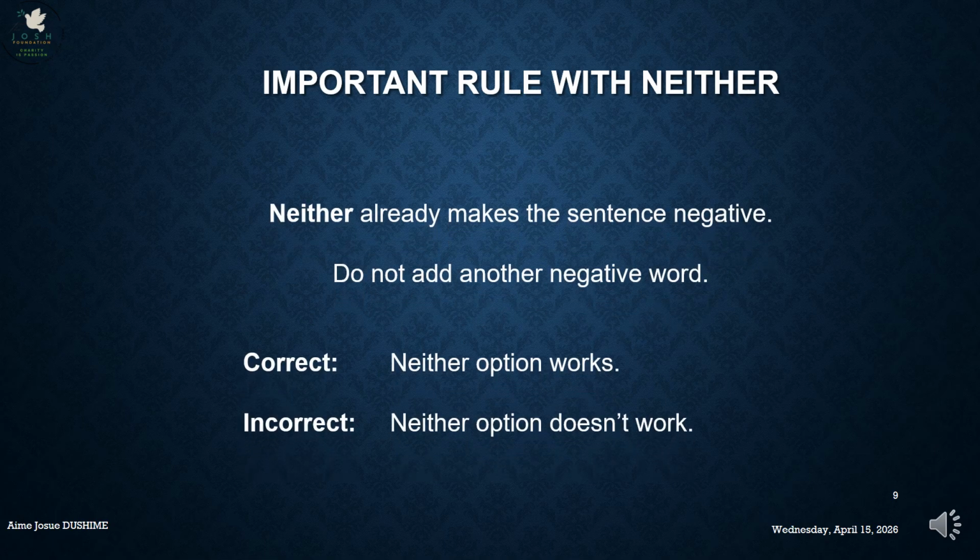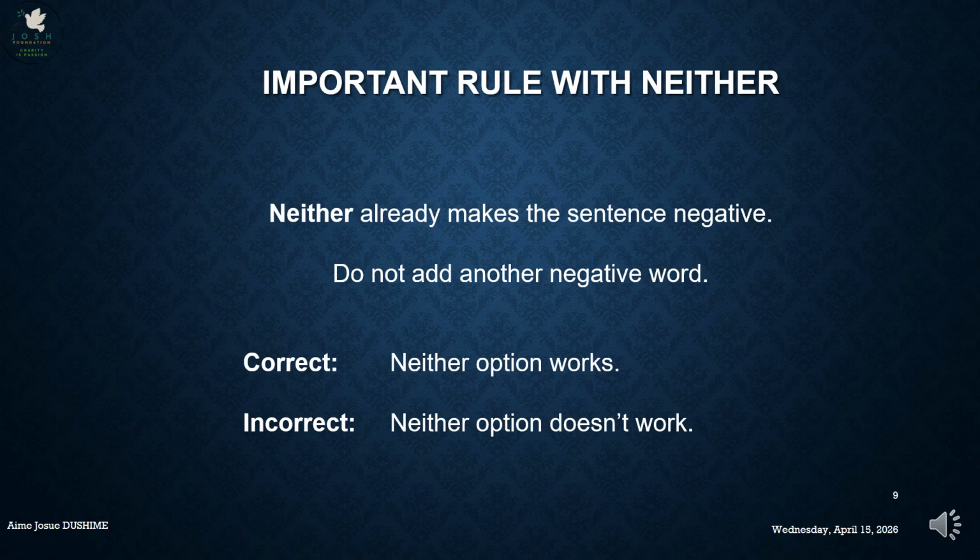Let's see important rules on neither. When we go into neither, neither already makes the sentence negative. So what do we need to understand there? Do not add another negative word, because neither is already a negative. When you add another negative, that's a double negative error. I can say, neither option works. Neither option doesn't work. No. That's very, very wrong.